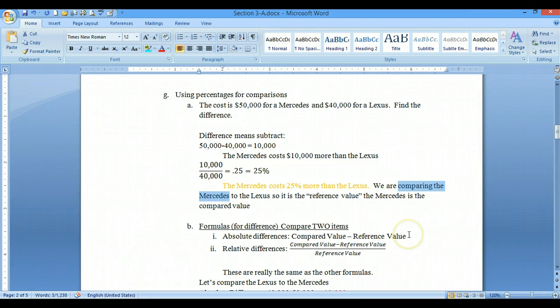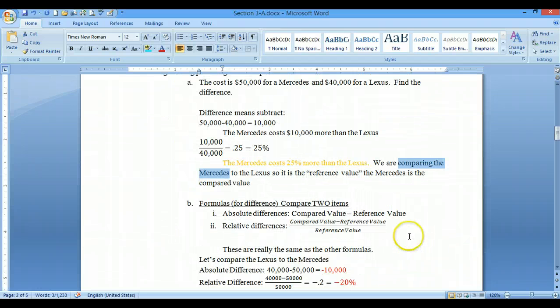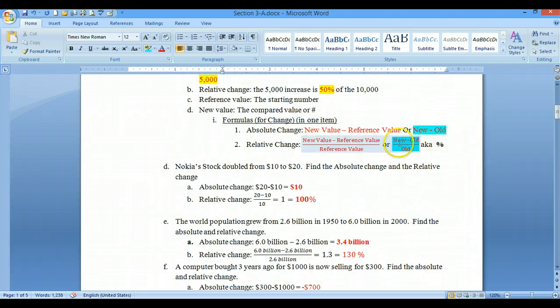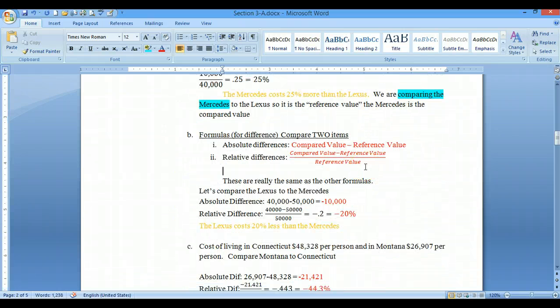And here's our formulas. And I highlighted my formulas up here to be red, so we'll stay consistent and make these red as well. So my absolute difference, not change, because I'm talking about two values now, will be the compared value minus the reference value. And remember, the compared value, it'll state in the sentence, comparing the Mercedes, so that's the compared value, to the Lexus, so the Lexus is the reference value. And you'll notice these look exactly the same as the one above, compared value minus reference value, or in our first case, with one item, it was the new minus the old. Then the next one is compared value minus reference value, and it's still divided by the reference value. These two should match, just like in our other one, the old and the old matched, or the reference value and reference value.